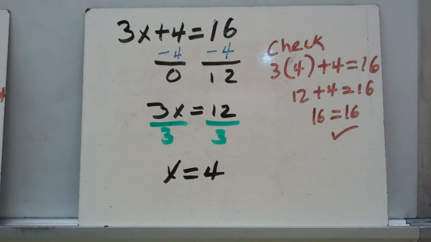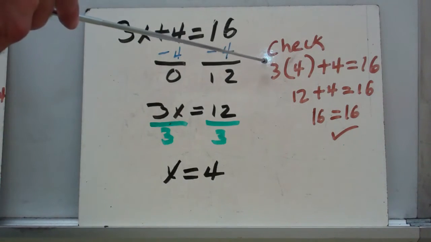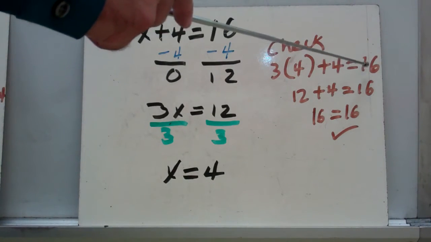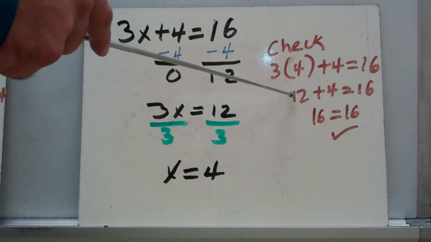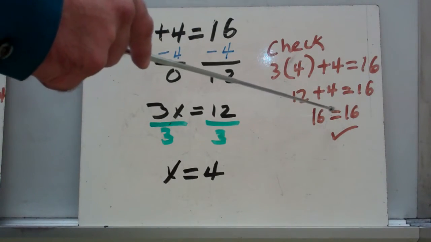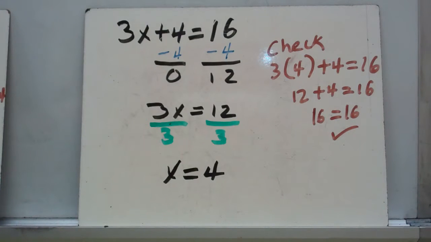Let's double check that. We have 3 times 4 plus 4, and that's equal to 16. So 3 times 4 is 12, plus 4 is equal to 16. 12 plus 4 is 16, and that is equal to 16. And that one checks out.